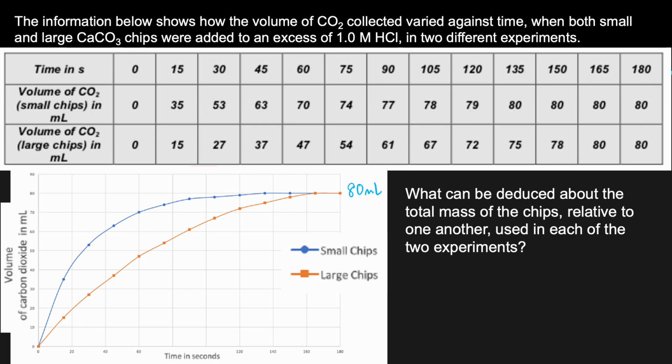And we can see from the original information that we have excess HCl, and because the carbon dioxide is coming directly from our calcium carbonate, we know that the same amount of calcium carbonate was used in both experiments because they both created the exact same amount of carbon dioxide gas.